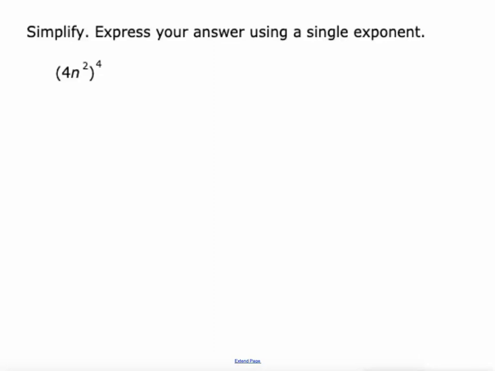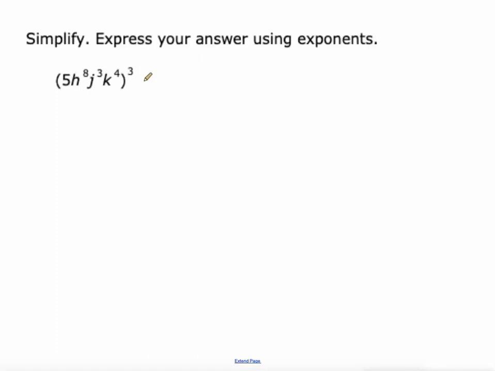All right, now we'll do all shortcuts here. Same kind of problem here. We're doing 4 to the fourth power, which is 256. And then we're doing n squared to the fourth power, which is n to the eighth. So when you're doing the power of a power, you multiply those exponents. 2 times 4 is 8.